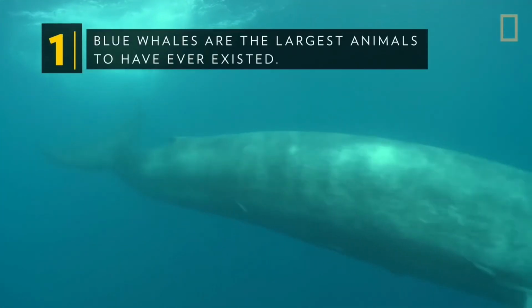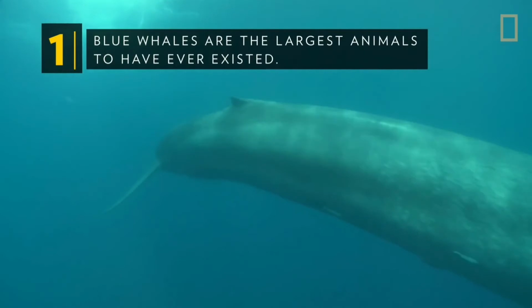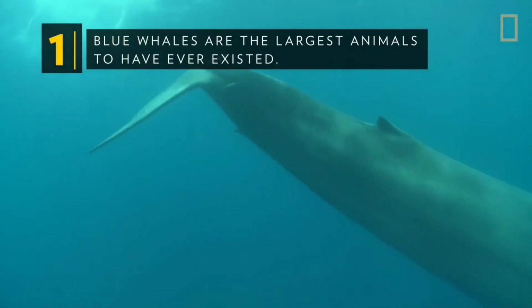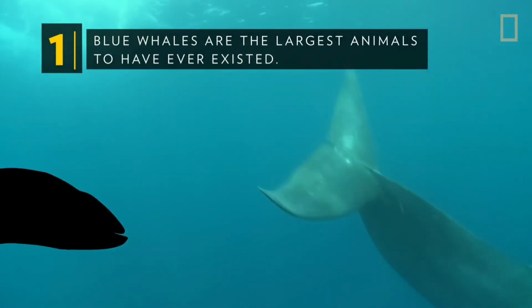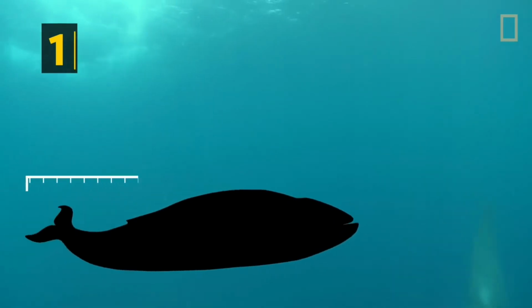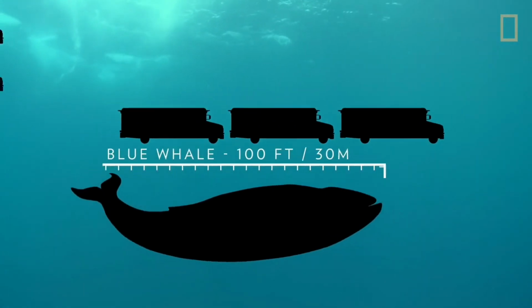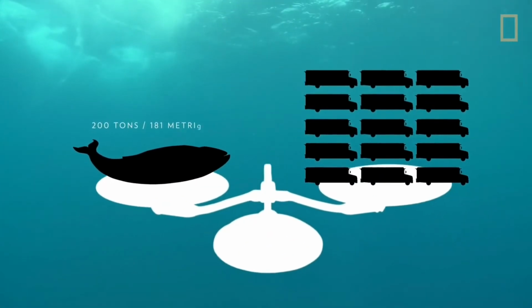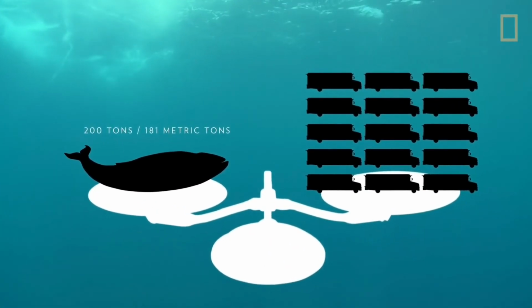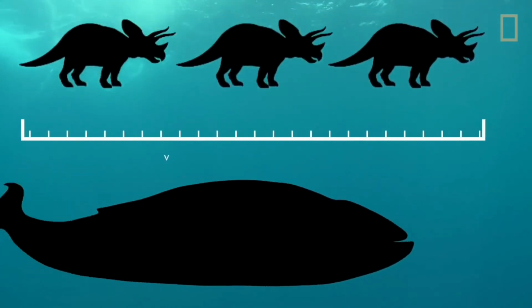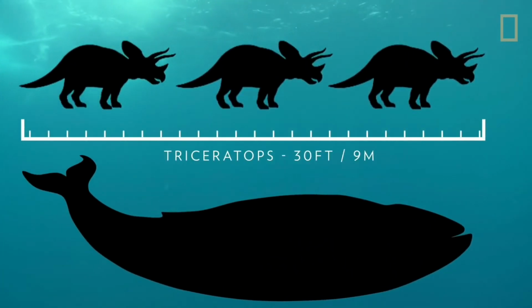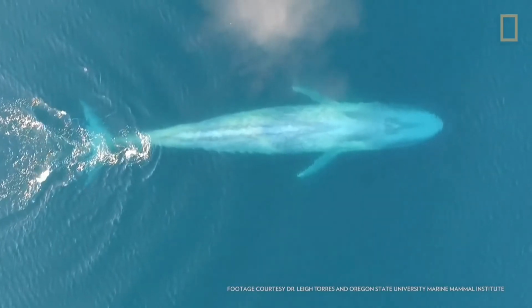As we have already seen, the blue whales are the largest animals to have ever existed. If we compare it, then we can say that the size of a whale is nearly 3 times the size of our school bus and 15 times the weight of these school buses, or we can say it is nearly 3 times the size of dinosaurs like Triceratops.